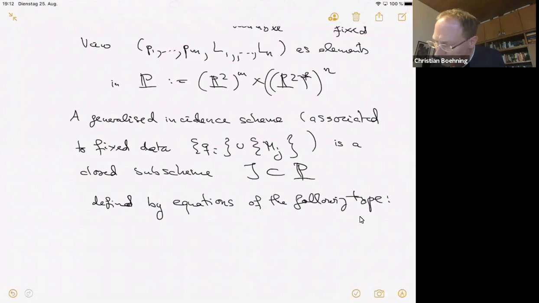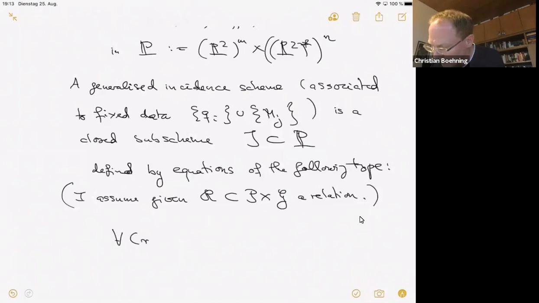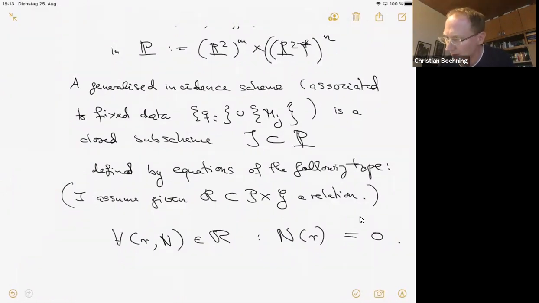I should have said this before: I assume given a relation on the set of points and lines. Given that, the equations are just the natural ones. Whenever I have a pair (r, n) consisting of a point and a line in the relation, I demand that r lie on n, meaning that n(r) is zero. So this is an equation. I can view n as a linear form, and r is a point in P2. These equations can have various bidegrees depending on whether n is variable or fixed and whether r is variable or fixed.